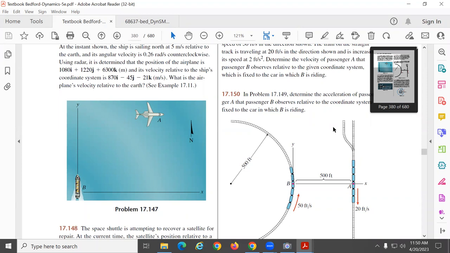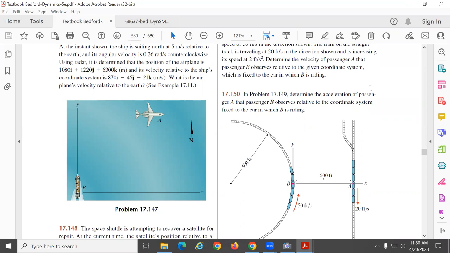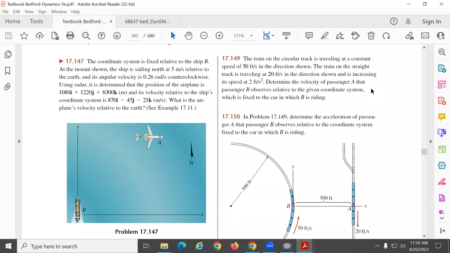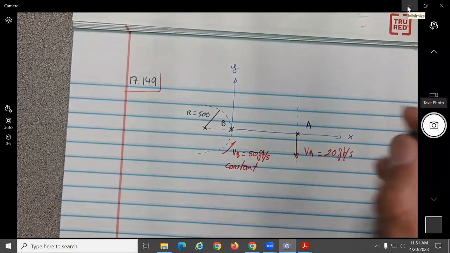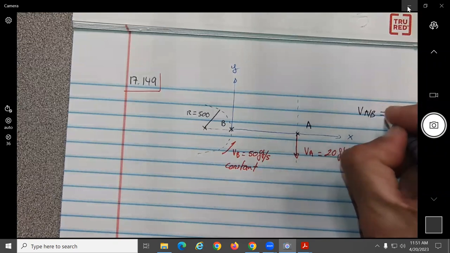VA here is going south, or down, at 20 feet per second. And then what else do we know? That this one train over here, VB, is moving at 50 feet per second, and that value is constant, no? Okay, so basically what they're asking us to find is to determine the relative velocity of A with respect to B.